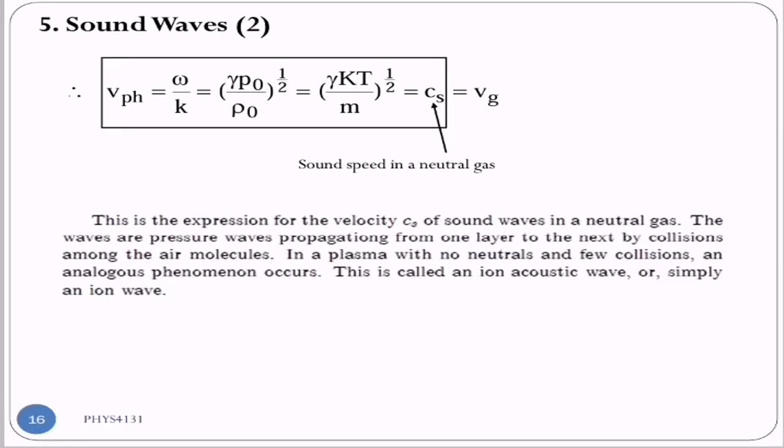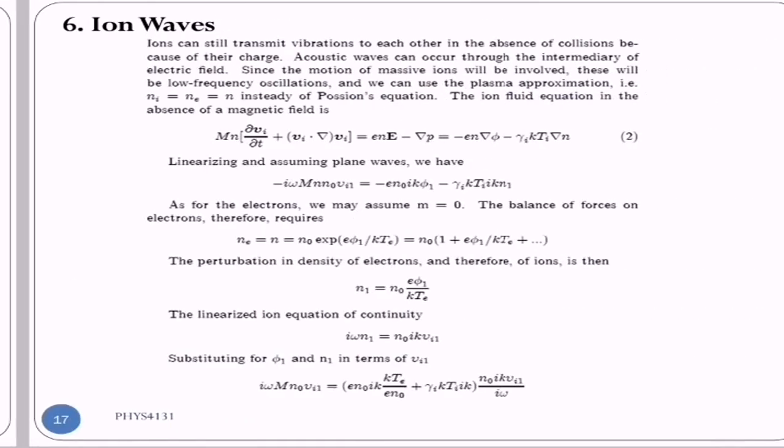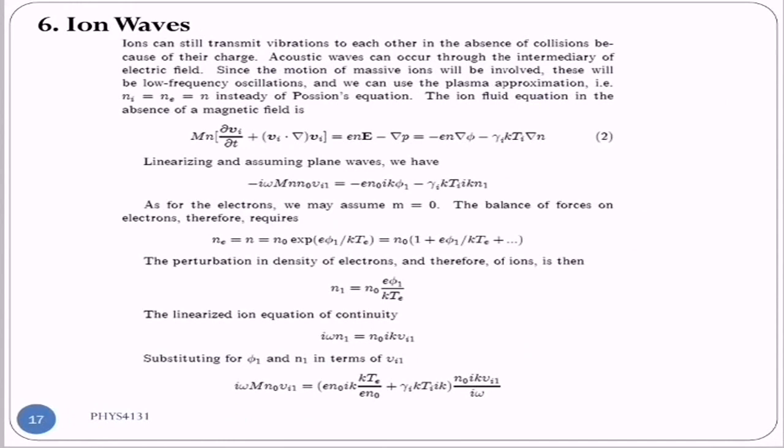This is the expression for the velocity Cs of sound waves in a neutral gas. The waves are pressure waves propagating from one layer to the next by collisions among the air molecules. In a plasma with no neutrals and few collisions, an analogous phenomenon occurs. This is called an ion acoustic wave, or simply an ion wave. Next we will study ion waves. Ions can transmit vibrations to each other in the absence of collisions because of their charge. Acoustic waves can occur through the intermediary of the electric field.